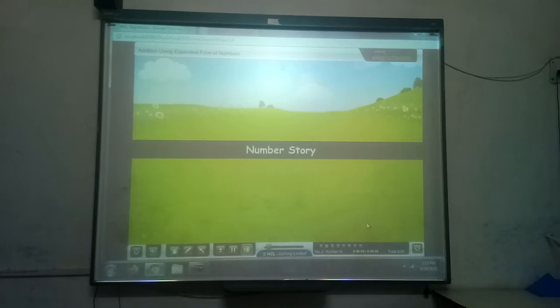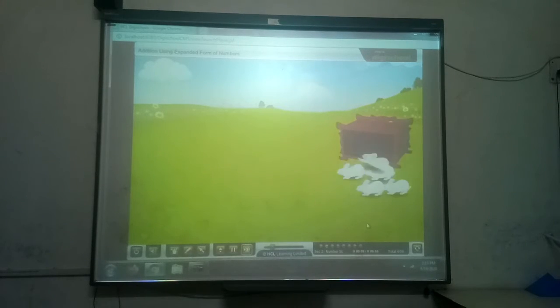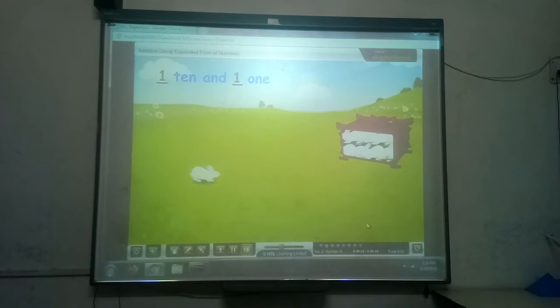It's time to practice writing numbers in different forms. Look at the picture and complete the number story. For example, if 10 rabbits fit in a box and there is one left out, then altogether, there are 10 plus 1 that equals 11 rabbits. Click Start to try some examples on your own.